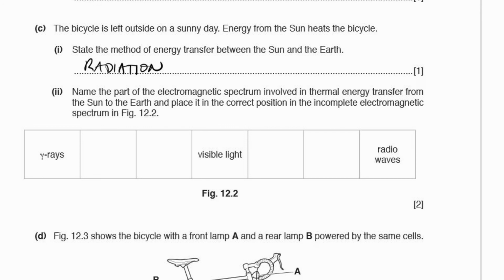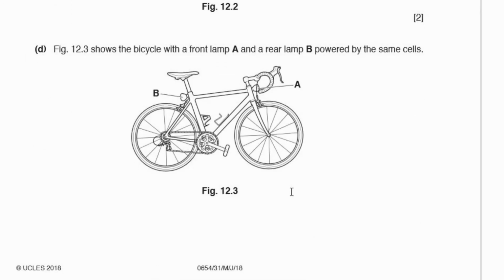So we get gamma rays up to the left, radio waves up to the right. This is infrared radiation. Infrared radiation. There we go. That's it labelled and it's in the diagram now. Doesn't want us to complete anything else.